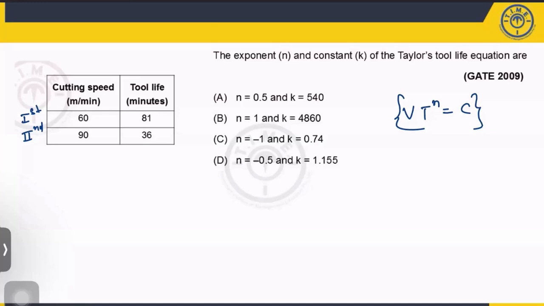What I have done, sir, I have equated with first case, sir. V1 T1 to the power of n equal to V3 T3 to the power of n. And it became wrong, sir. Why, sir, is it like that? No, it will not come wrong. I think you have made some mistake.